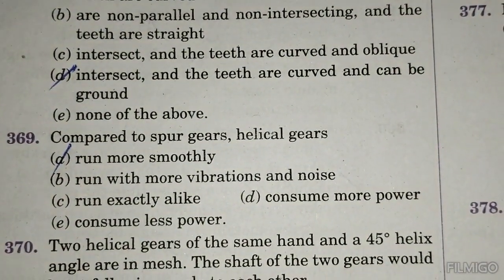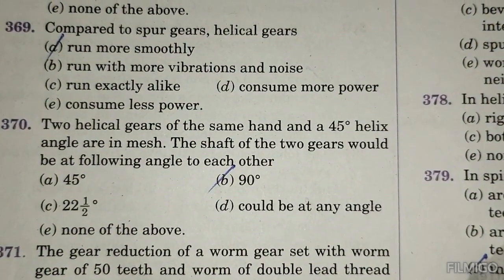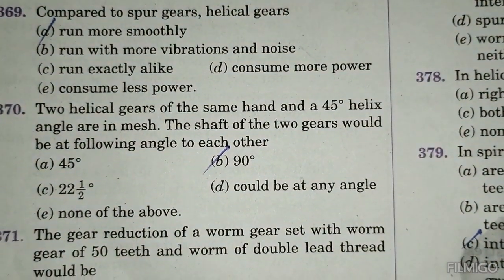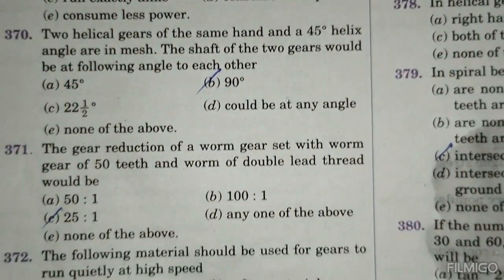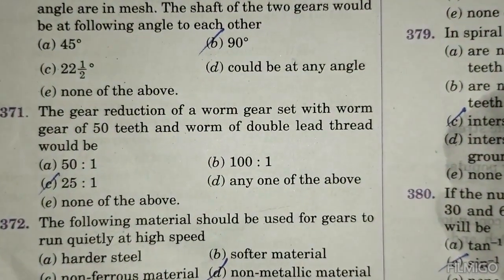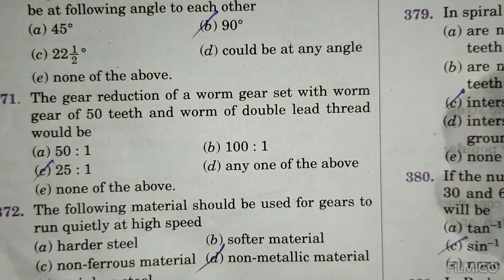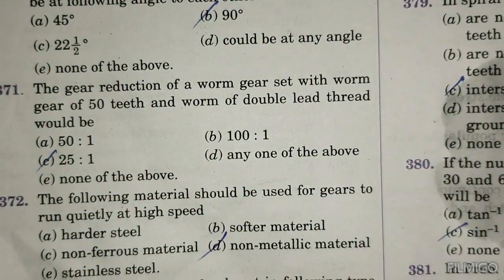Compared to spur gears, helical gears run more smoothly. Two helical gears of the same hand with 45 degree helix angle are in mesh. The shafts of the two gears would be at the following angle to each other: 90 degrees. The gear reduction of a worm gear set with a worm gear of 50 teeth and a double lead worm is 25:1.